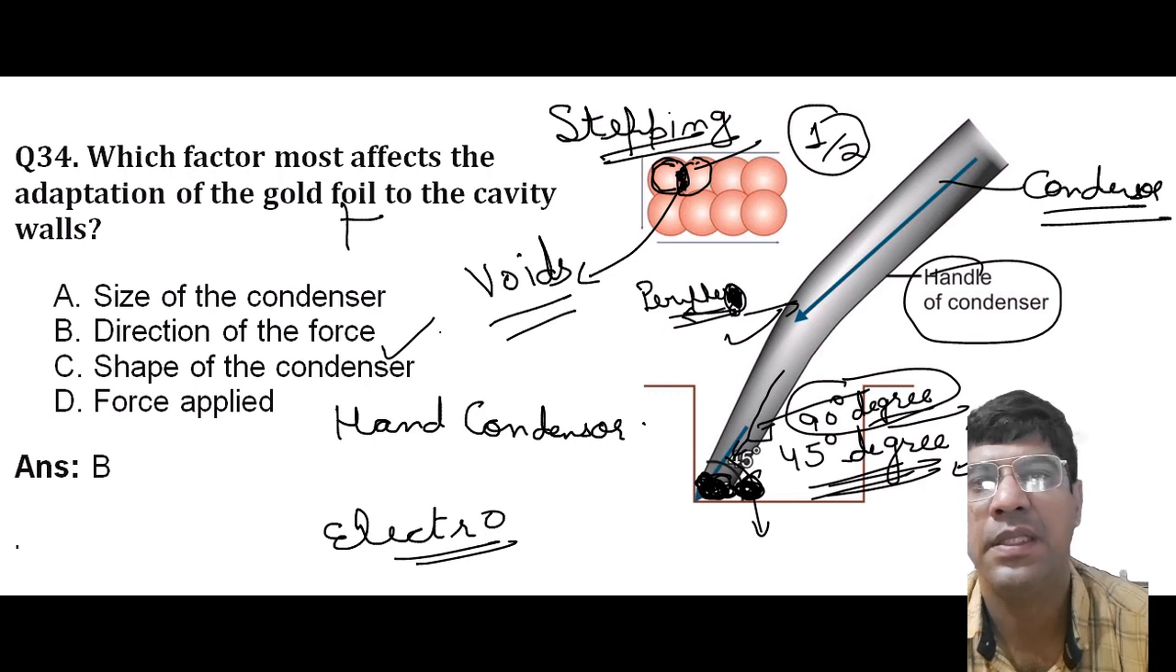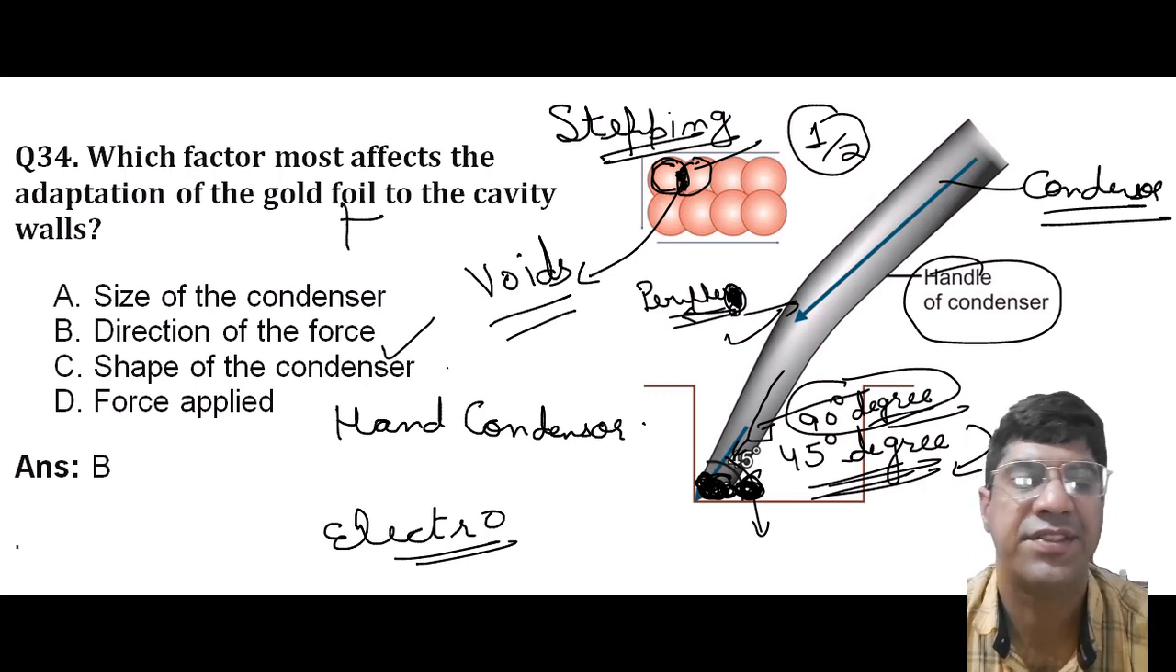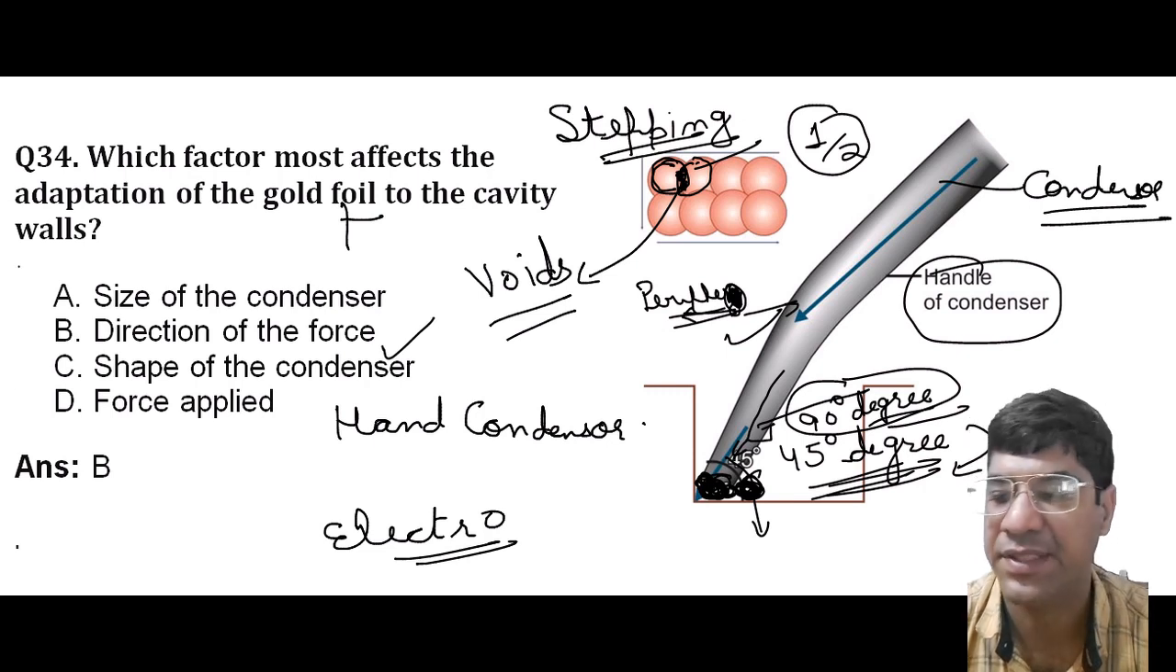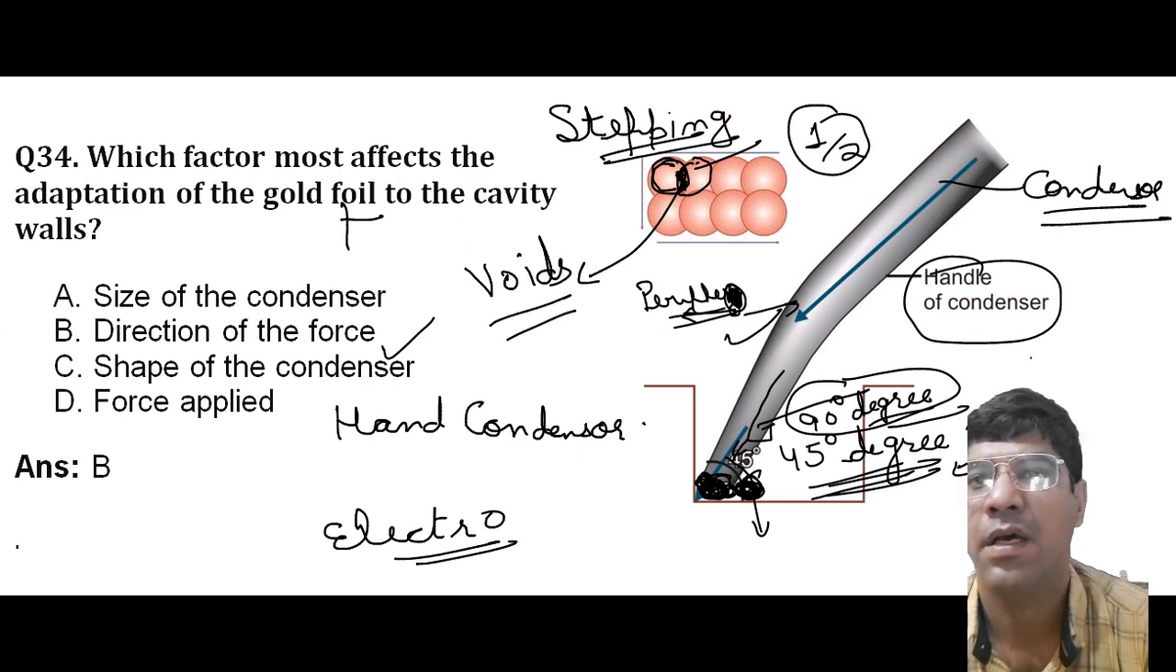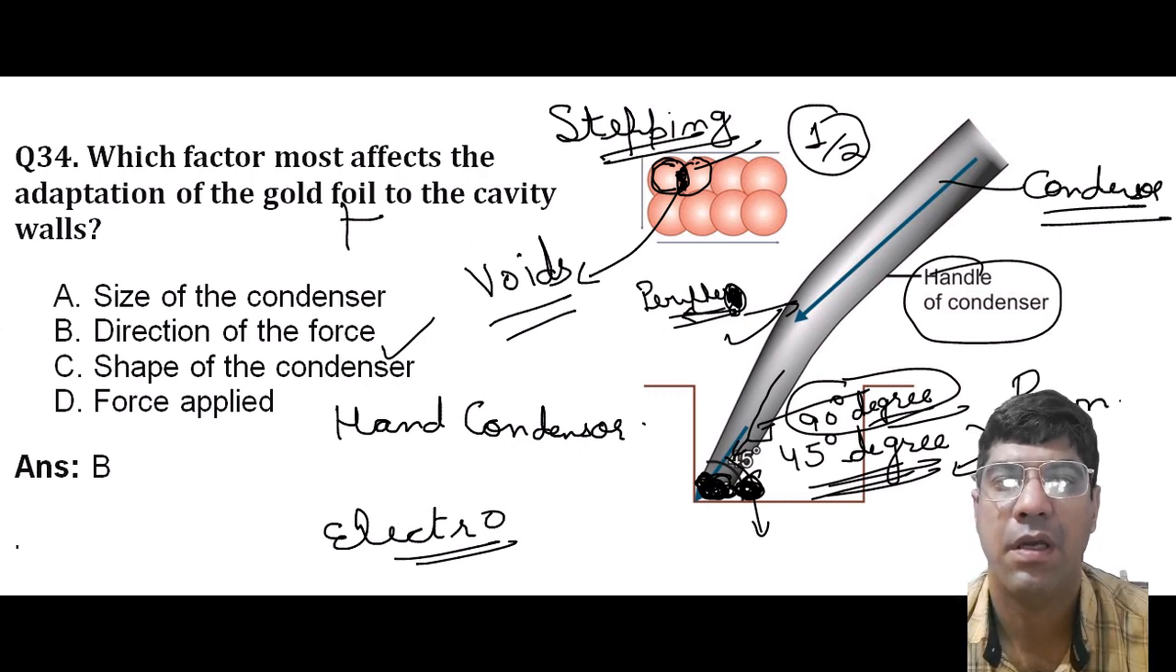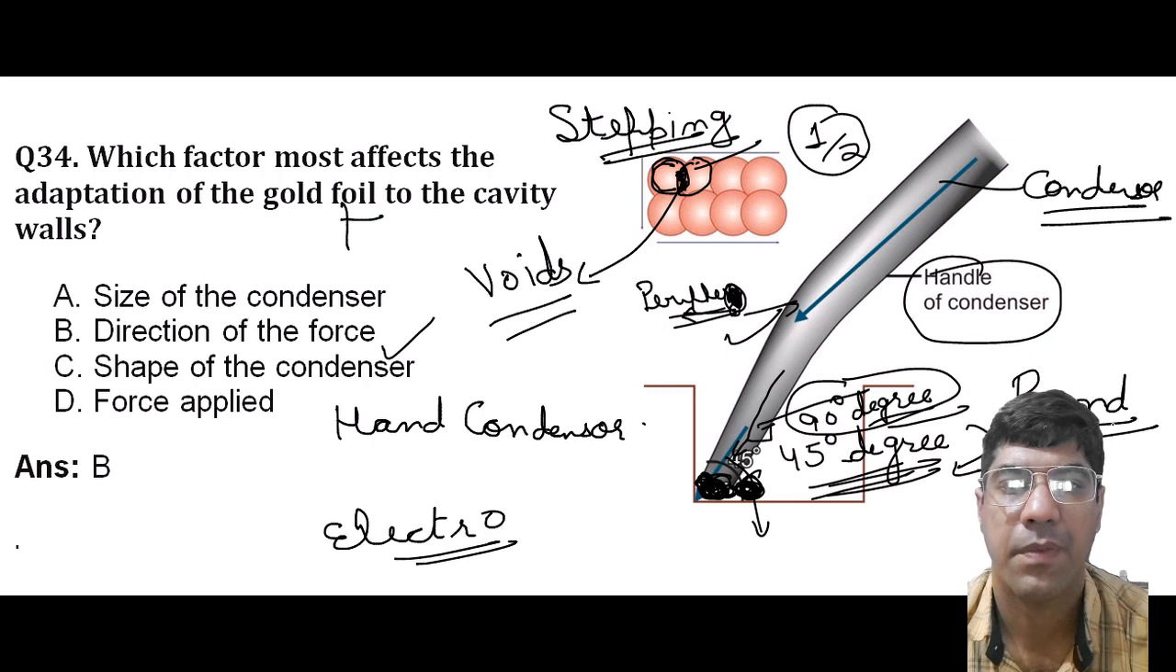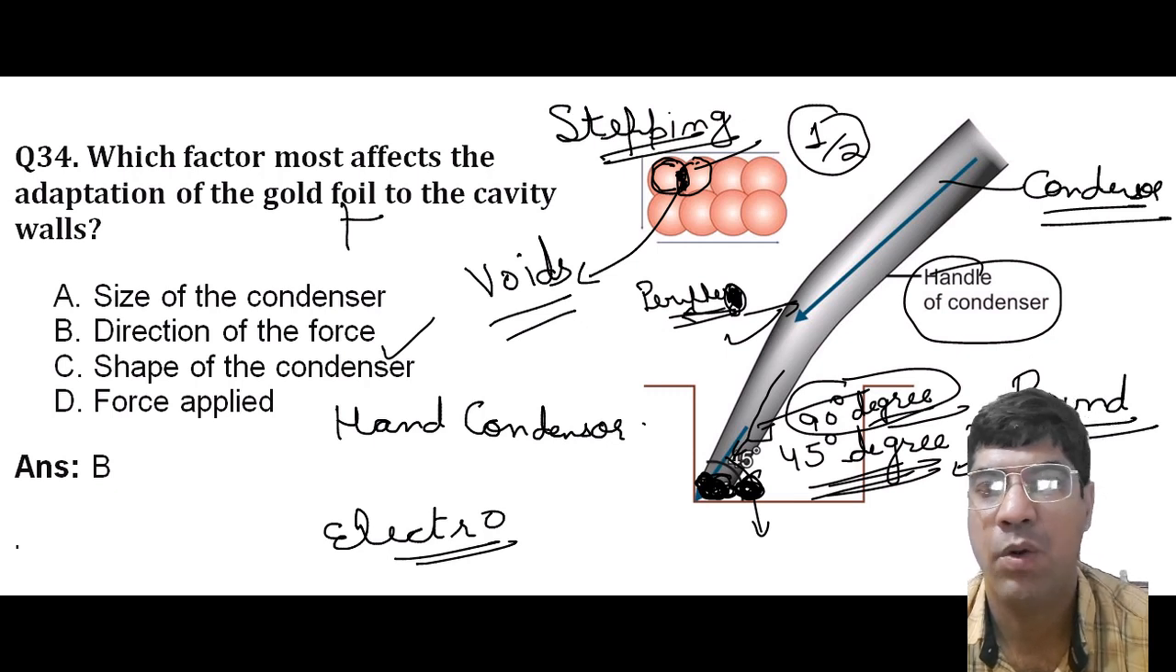The nib comes in various shapes and sizes. There can be a round nib, a parallelogram nib, or a rectangular nib.